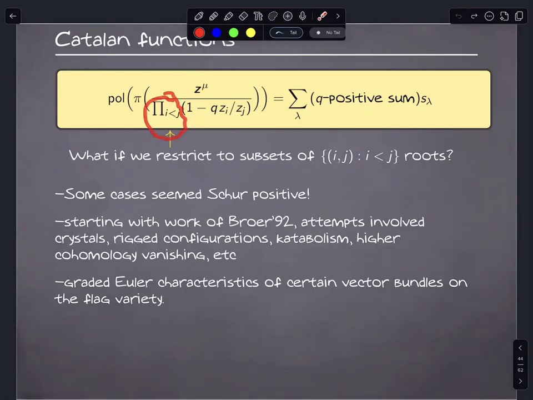this product and don't take all of the roots? Instead of taking all the positive roots, which was what the Q partition function was, take a subset of roots. And so sort of the earliest case of people experimenting with this beyond the case of all positive roots was Broer's work in '92. And this was from a geometric perspective. He was looking at some special set of roots called parabolic roots. And the conjecture was that it was Schur positive and that you could prove it by some higher cohomology vanishing.